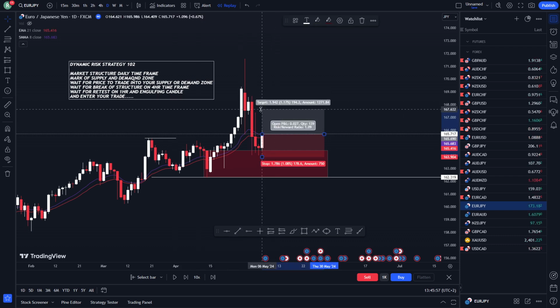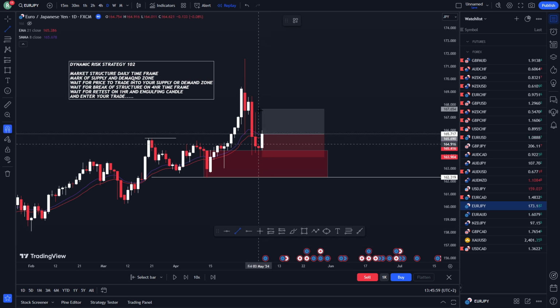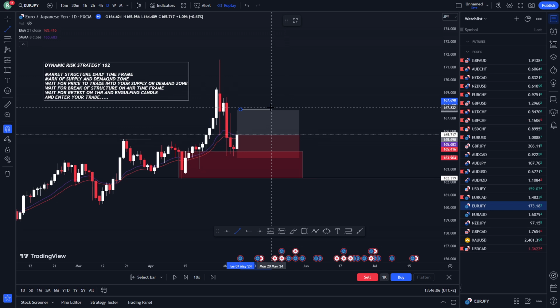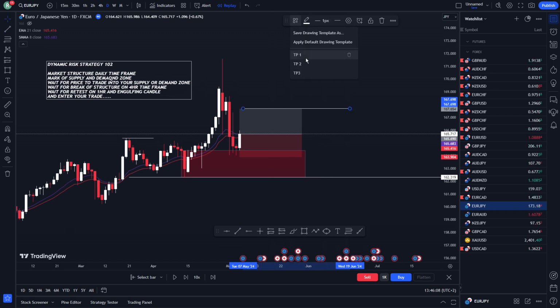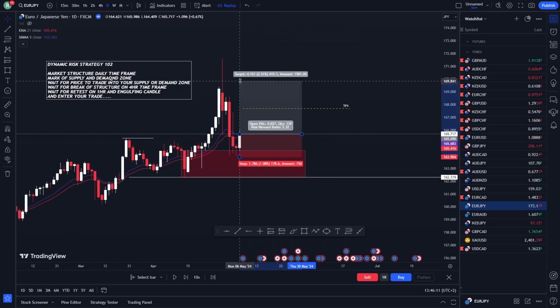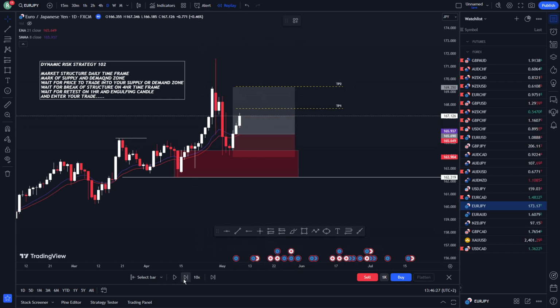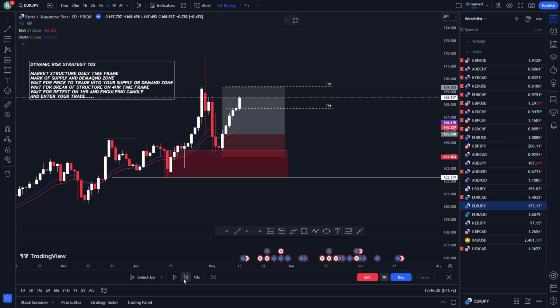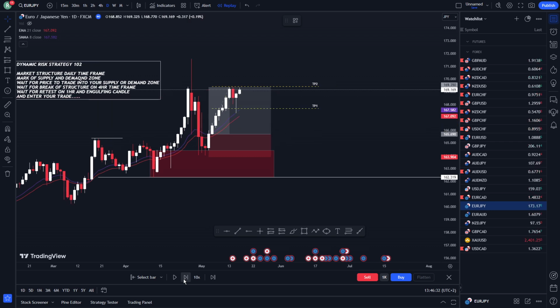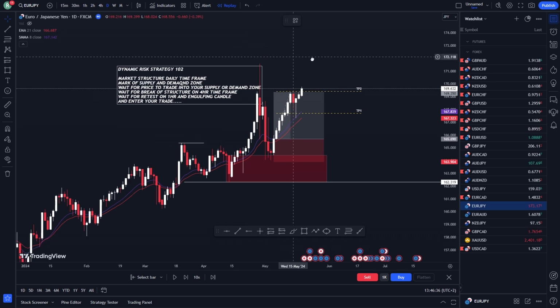Okay, my 1-to-1 just there. 1-to-1. Bam. 1-to-2 just there. Let's go. This strategy will make me pass any challenge. Let's go. There, it hits my 1-to-1. It's my 1-to-2. That is how simple the strategy is.